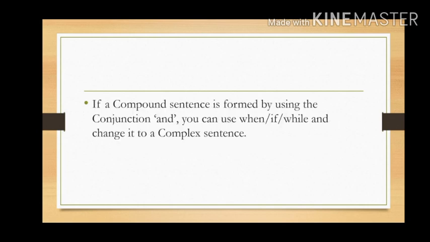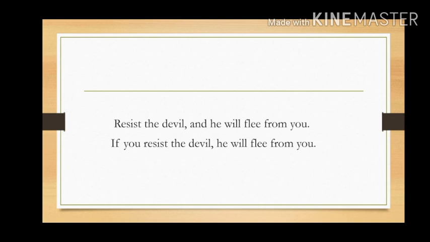If a compound sentence is formed by using the conjunction and, you can use when or if or while and change it into a complex sentence. Example, resist the devil and he will flee from you. You can write the answer like this. Start with if. If you resist the devil, he will flee from you.